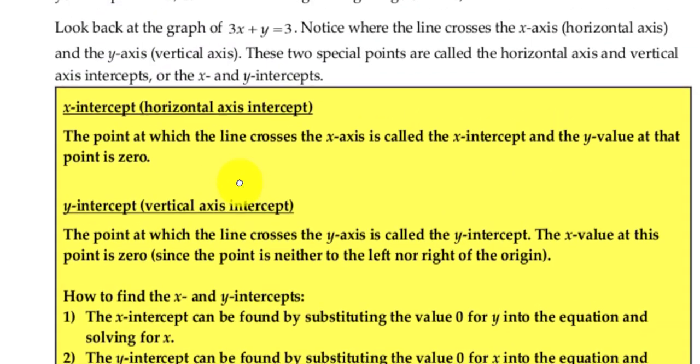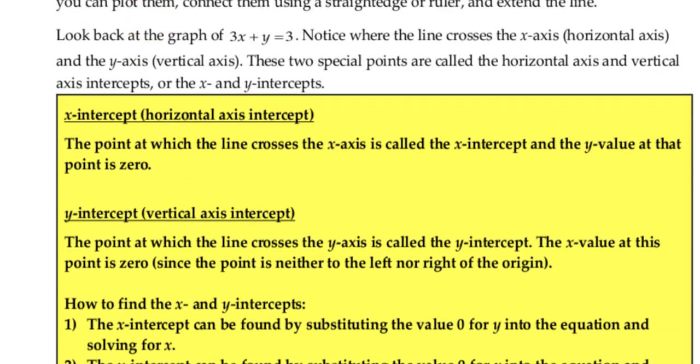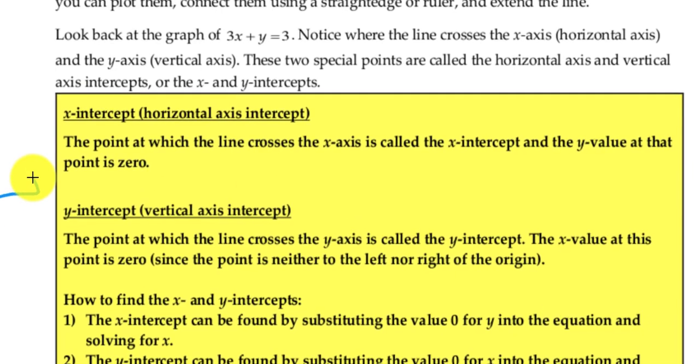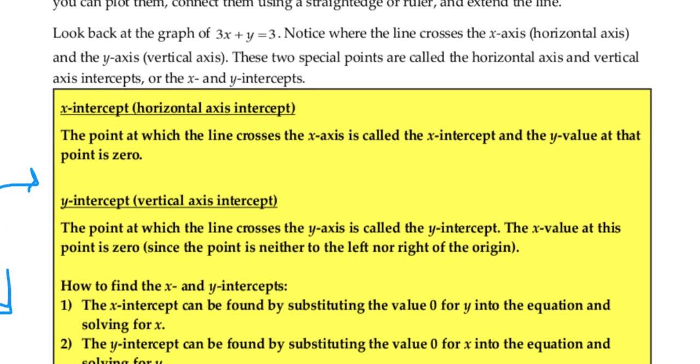It says graphing a line using horizontal and vertical intercepts. So maybe pause the video and take a moment to look through this yellow box. Again, this is going to be very important for future classes and this class. You're going to do quite a bit of graphing, and it's very easy to graph if you can quickly identify the x-intercept and the y-intercept.